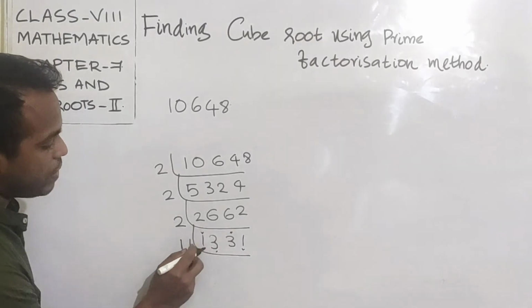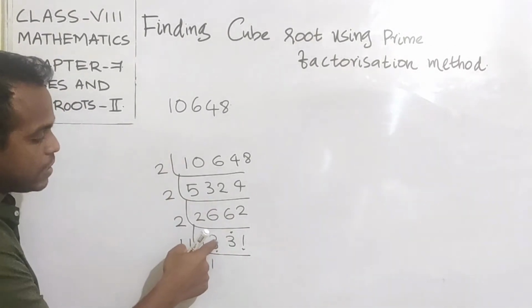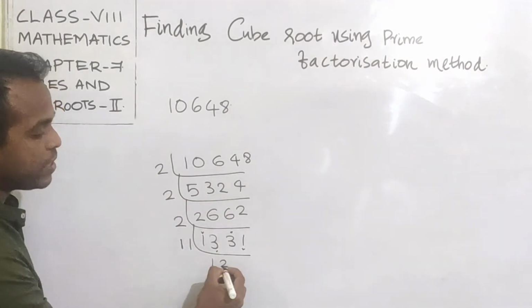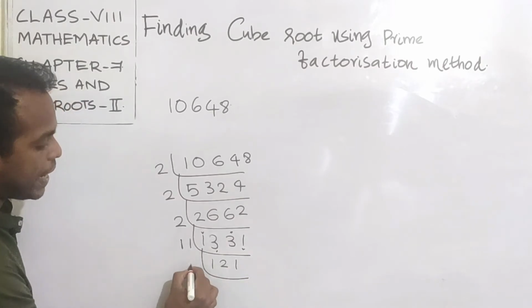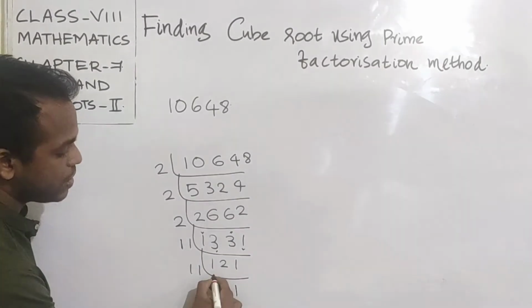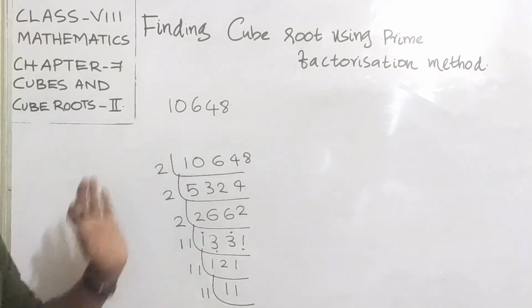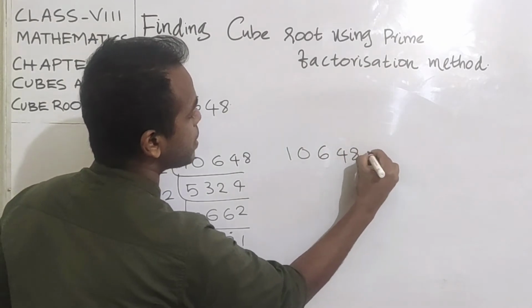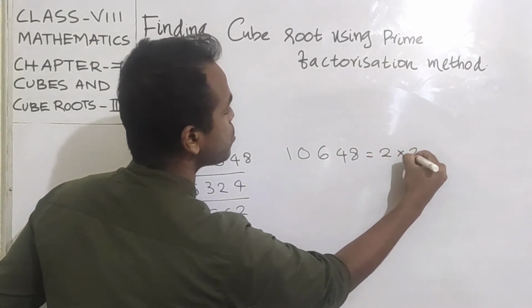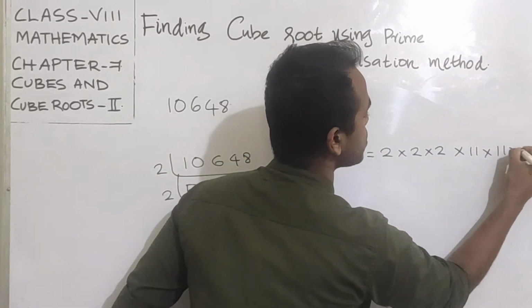Now using 11 we can cancel this. So how many times? 1 time, remainder is 2. This is 23. How many times? 2 times, remainder is 1. This will become 121. Again using 11 I will get 11. We can further cancel, and the prime factorization of 10648 can be written as 2 times 2 times 2 times 11 times 11 times 11.